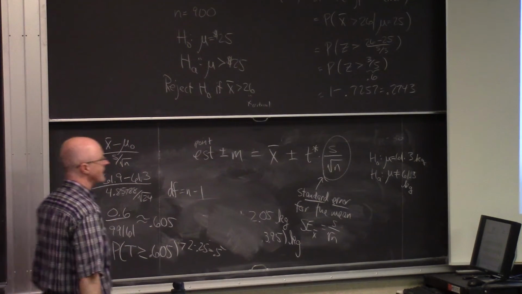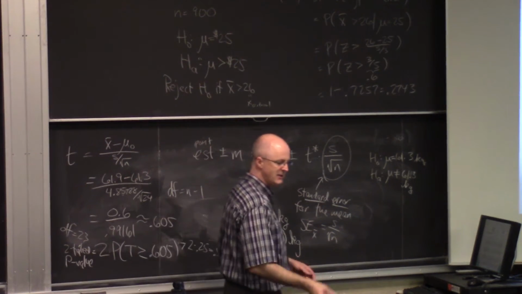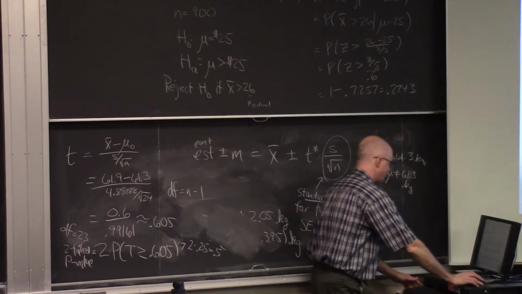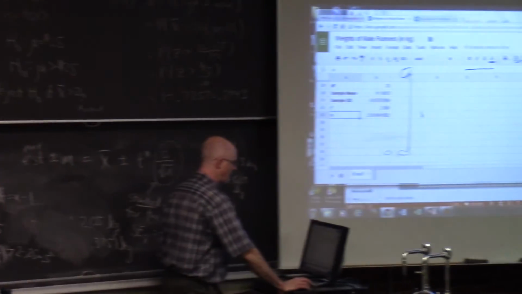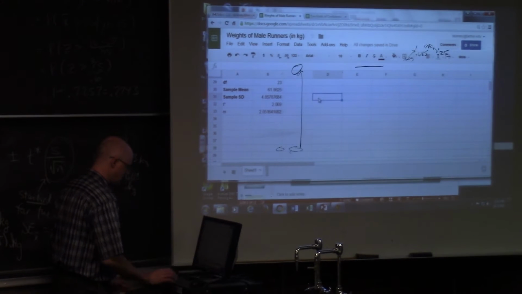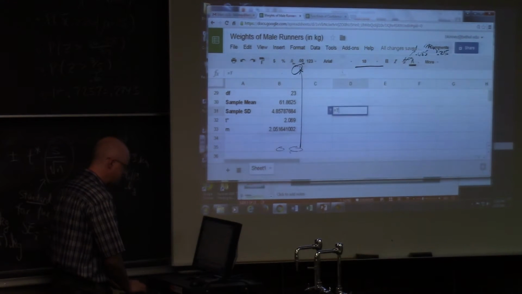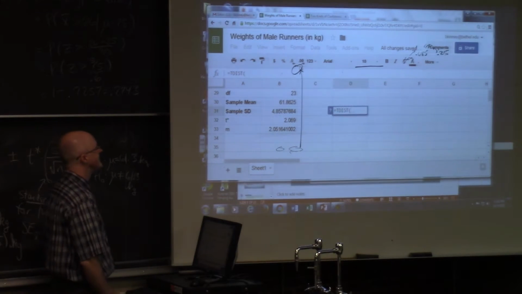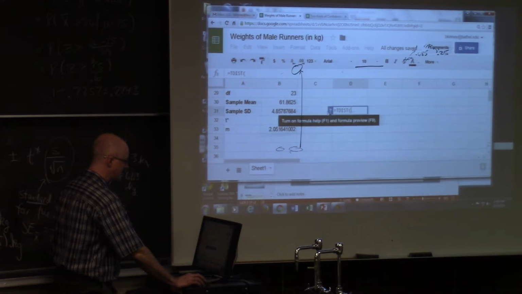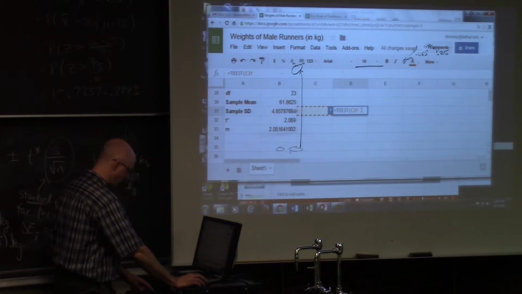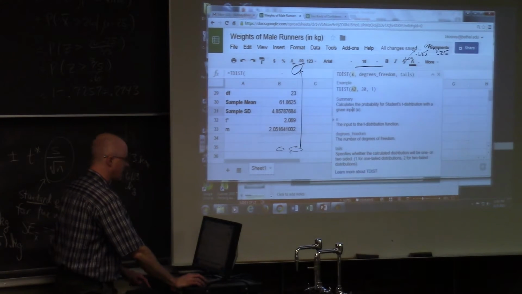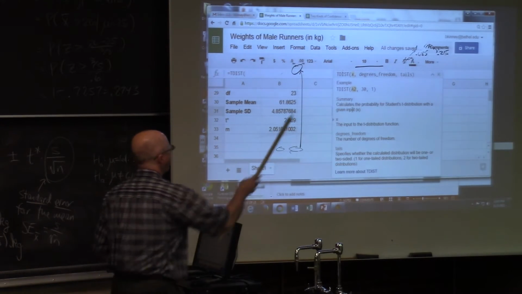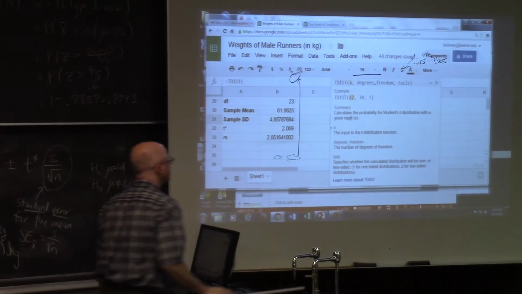Can we find the p-value more precisely? Yes, you can with technology. A spreadsheet will work. There's a built-in function you can use. Equals T.DIST. What's the syntax for the inputs? There we go. X, degrees of freedom, and tails.